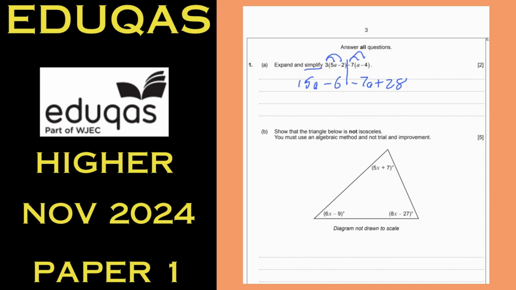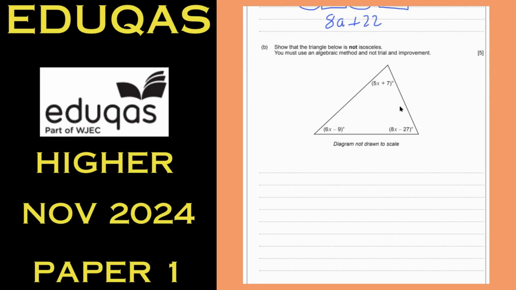We've now got to take care of the simplifying bit. Well, let's start with 15a. Then we take away 7a, leaves you with 8a. And then totally different, we've got -6, think of it as temperature or money, whatever you prefer. If the temperature is -6, but it goes up 28 degrees, it will finish at 22 degrees.